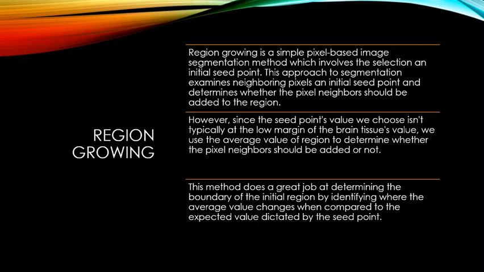But it's very difficult to find the seed point value as a threshold for the brain tissue values. It's very important, but we can't find it every time. So we change region growing to calculate the average value of the region to determine whether the neighborhood pixels should be added or not. This method does a great job at determining the boundary of the initial region by identifying where the average value changes.